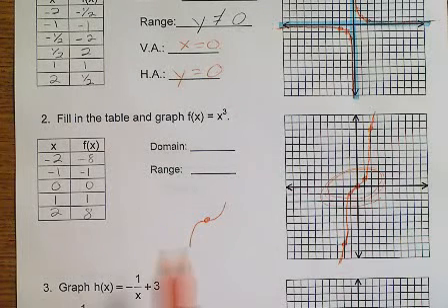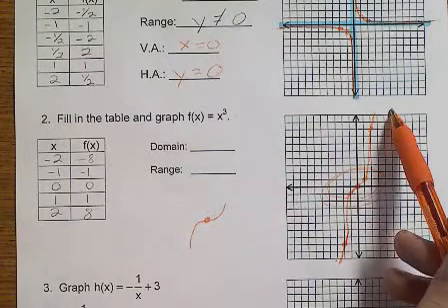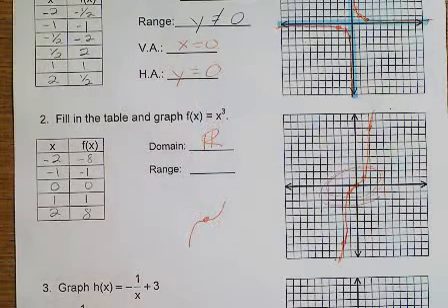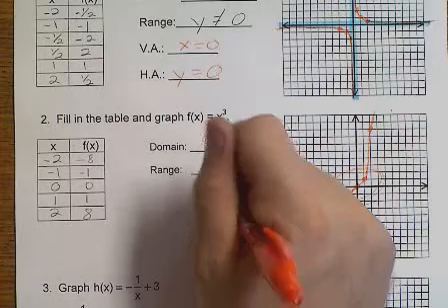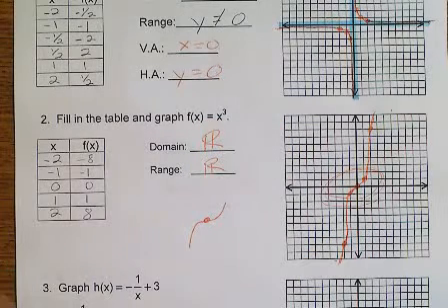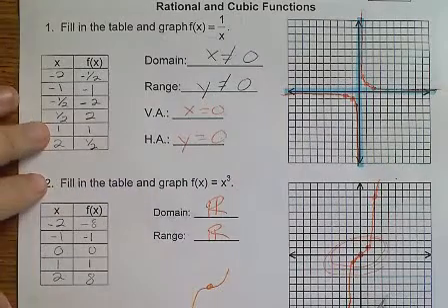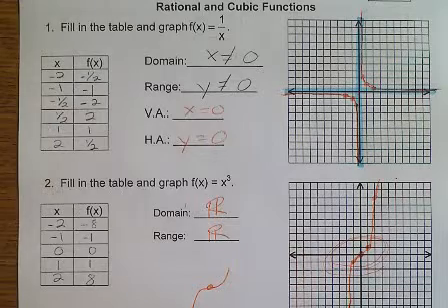Well, our domain, even though it doesn't look like it goes forever left or forever right, it actually does. It just takes a very long time to get there. And our range very clearly goes forever down and forever up. So it is all real numbers. So we have done our rational and our cubic parent functions. We know what those look like. Let's go ahead and see what happens when we transform them.